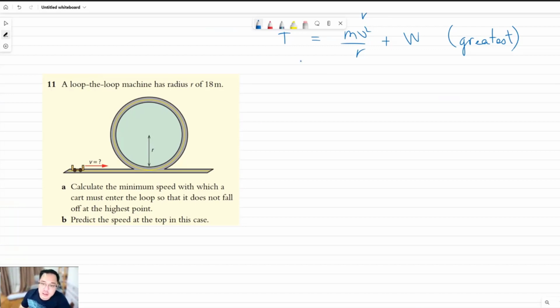The condition so that it does not fall off at the highest point is that the normal force at the highest point is still greater than or at least equal to 0. Okay, the cart is here and it is still in contact with the loop, and therefore there's still some normal force, or at least it is 0. Normal force is just the reaction force, like when you're sitting on a chair, the normal force of the chair acts on your body.